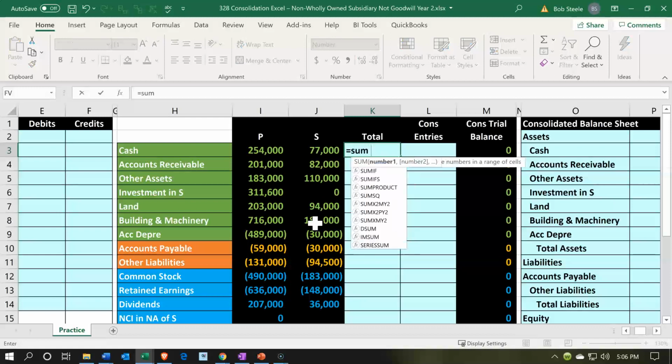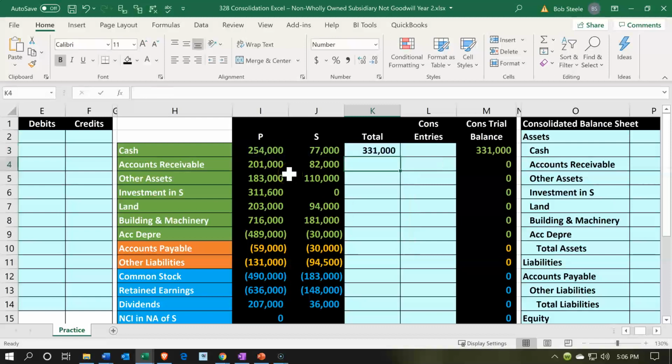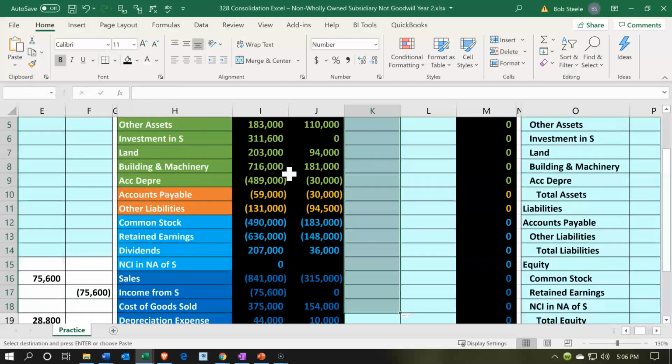So I'm just going to sum up the totals. If we have 2 columns that are in balance and we add them up and sum them down, I'm just going to copy and paste the formulas all the way down.